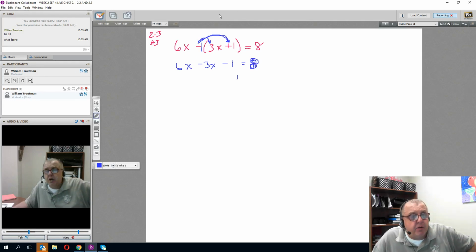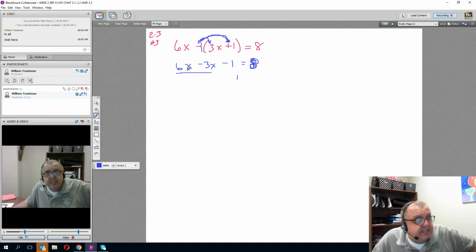So next it said get all x's on one side of the equal sign. They are, but I could combine these two. They are on one side. 6x minus 3x. There's nothing I have to do except combine them. 6x minus 3x is 3x.